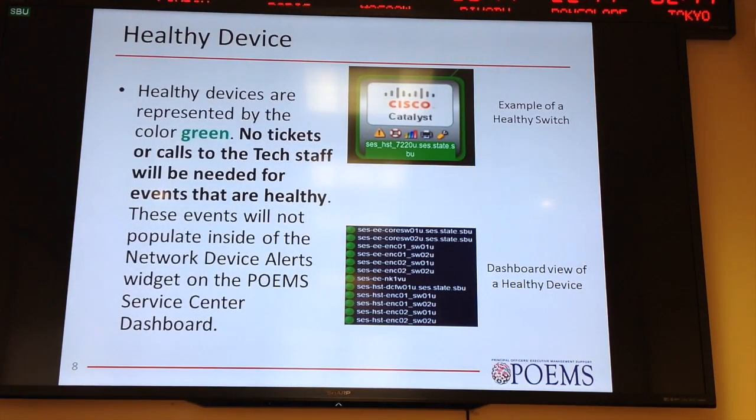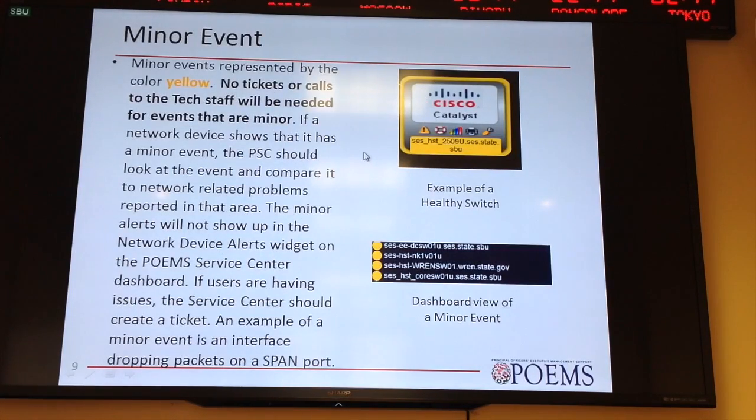Anything that has a green around it is a healthy device. It's monitored. There are no issues. No tickets need to be created. Tech staff doesn't need to be alerted. Nothing like that. A minor event could be plenty of different things: packet loss, interfaces that went down and came back up. One example that occurs a lot is a SPAN interface, which is for monitoring traffic that goes across the network. They occasionally drop packets, but it's definitely not an issue that any tickets need to be created.